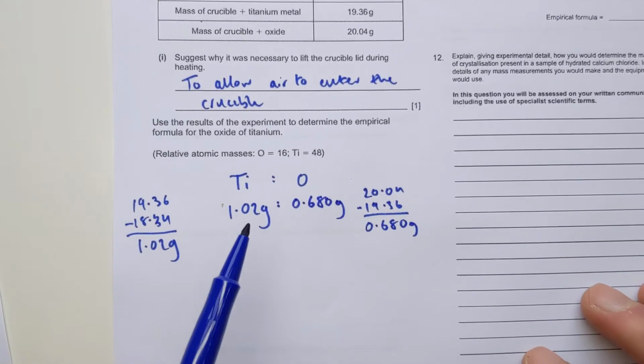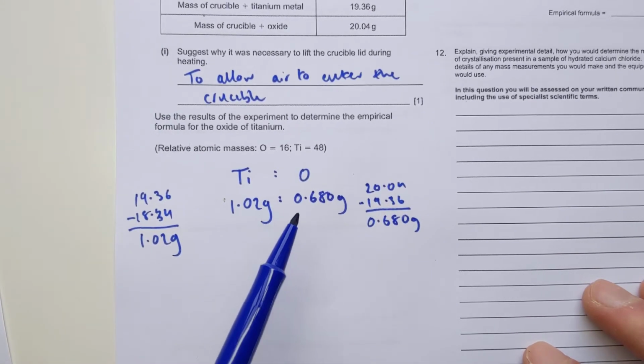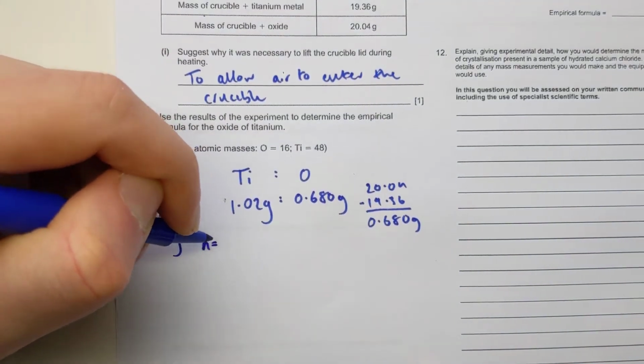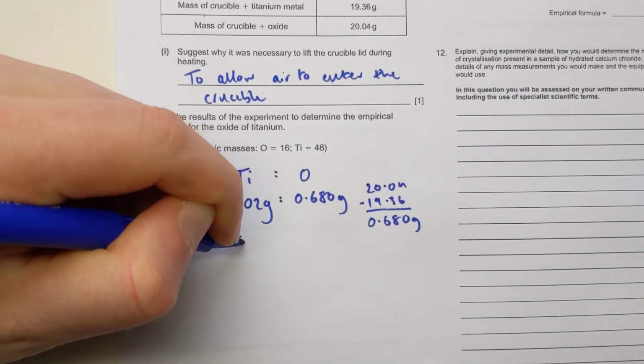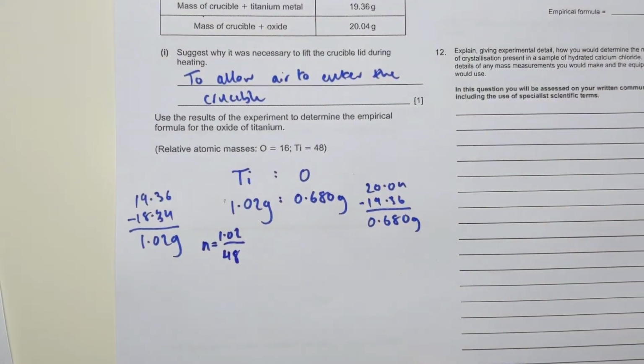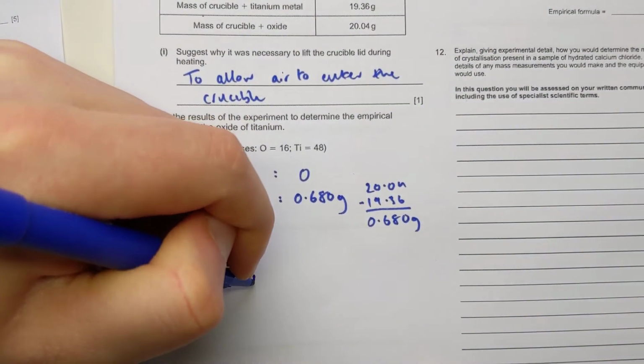So that is the ratio in terms of masses, but I need to get it in terms of moles for this question to work. So number of moles is mass over Mr. For titanium, it's going to be 1.02 over, it tells me here titanium is 48, and that is just going to be 0.02125.